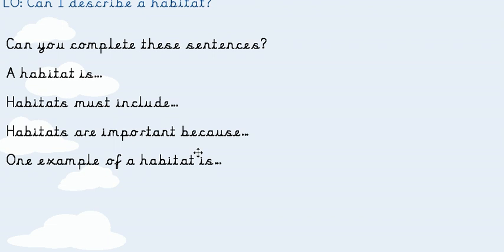And one example of a habitat is, now we haven't got into different examples of habitats yet, children, so you have to really think clearly about this. You might like to think of a habitat near you, in your home, for example, or you might want to think of a habitat near where you live. Have a think about that. What's one place you can think of where animals live? Wonderful.